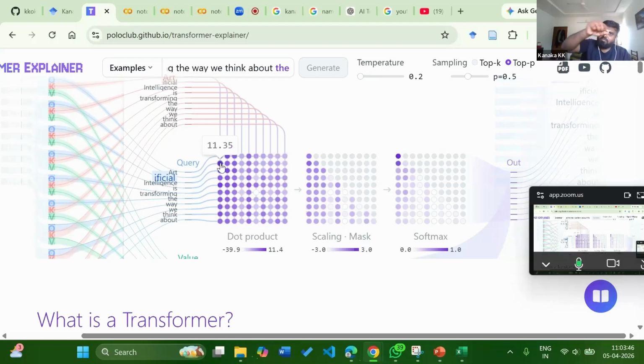Likewise, for each word combination, for each token combination, a QKV matrix will be built. Imagine the number of computations required. How many mathematical operations do we have to do? We have to do huge matrix multiplications to get each attention. That's why I told you we need a GPU, a graphical processing unit, for this purpose.